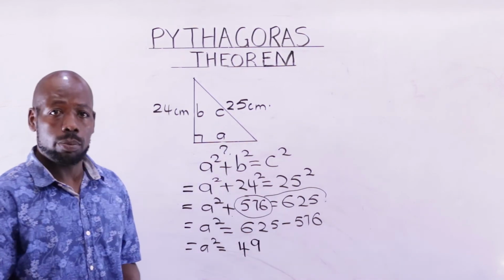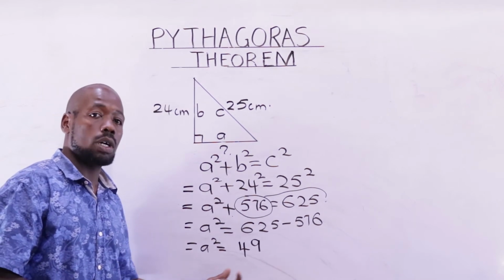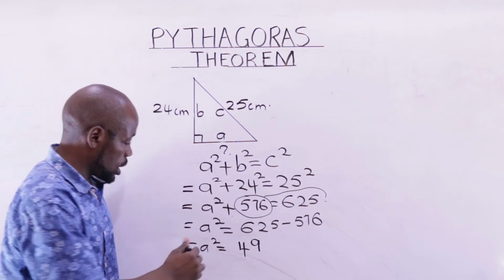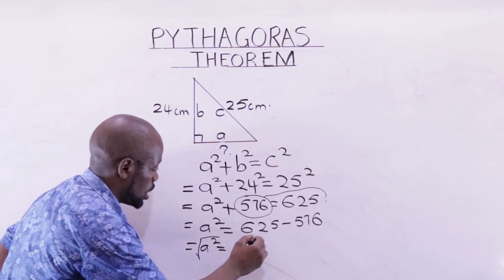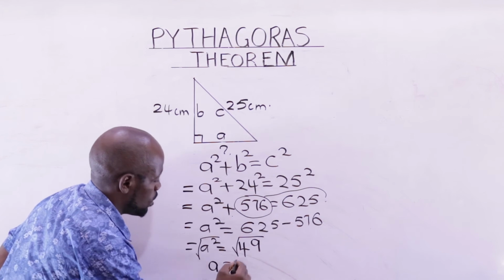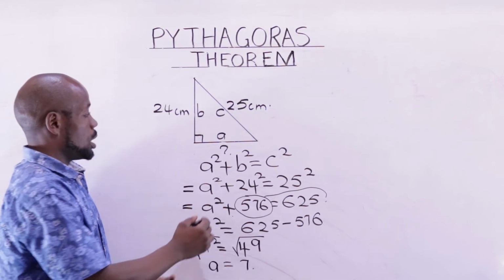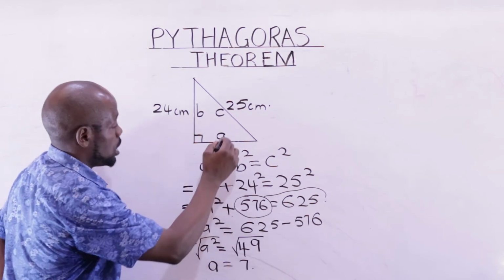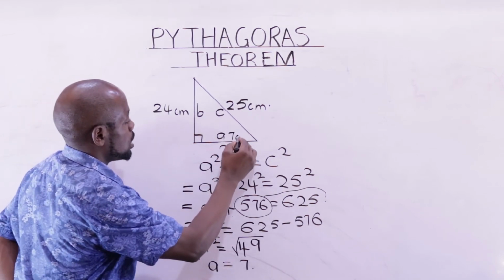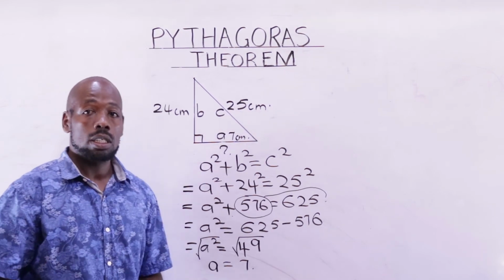In our first example, we said, in this case here, what we need to do is to get the square root of both sides. So we'll get the square root of A squared and 49. The square root of A squared is A, while the square root of 49 is 7. So we can say that the value of A is 7 centimeters. The value of A is 7 centimeters.